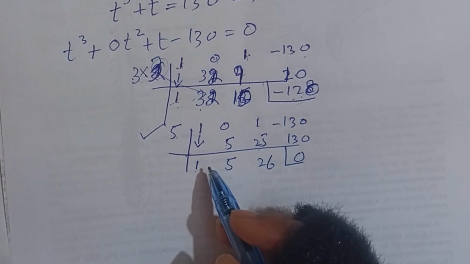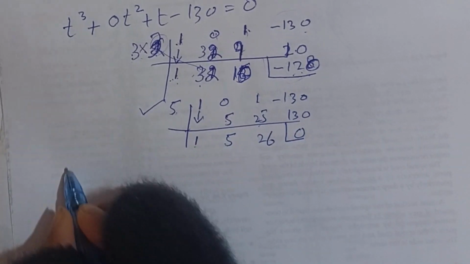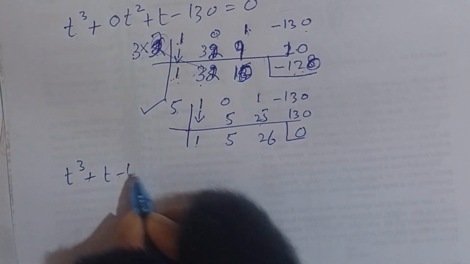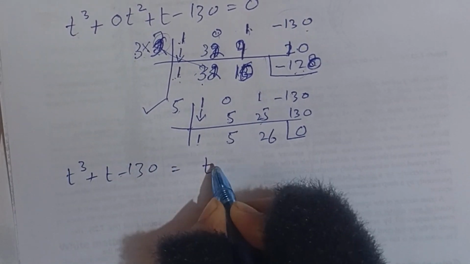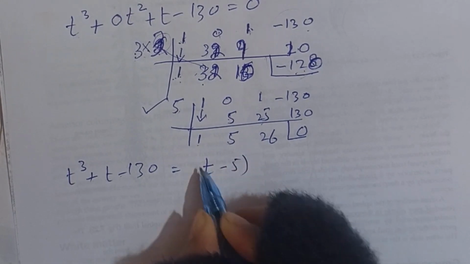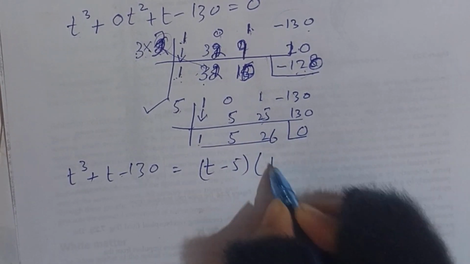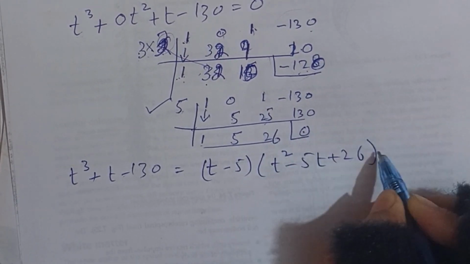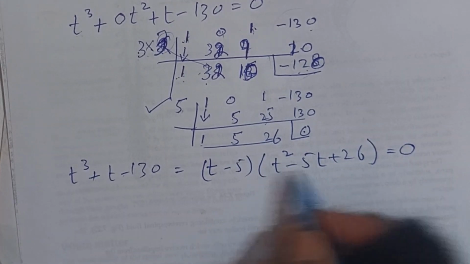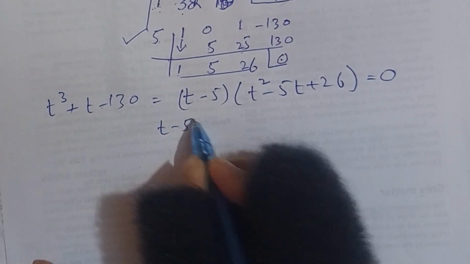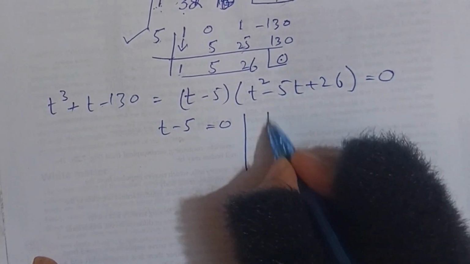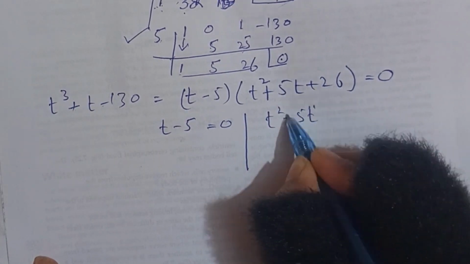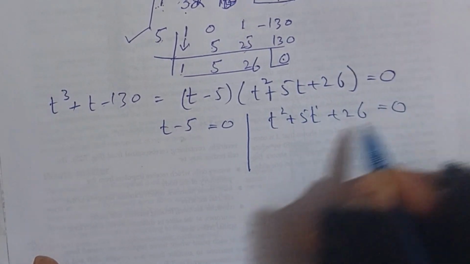So we write this as t cube plus t minus 130 is equal to t minus 5 times t square plus 5t plus 26, it's equal to 0. So this implies t minus 5 is equal to 0, or t square plus 5t plus 26 is equal to 0.